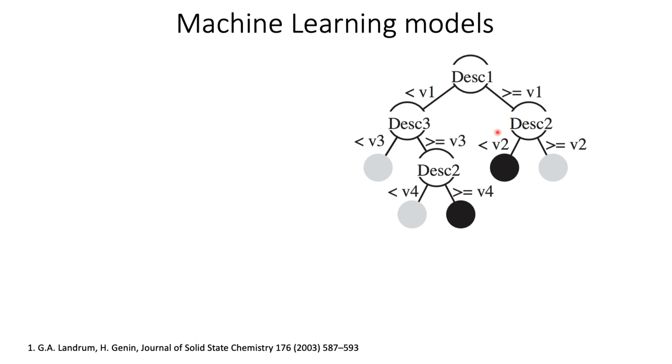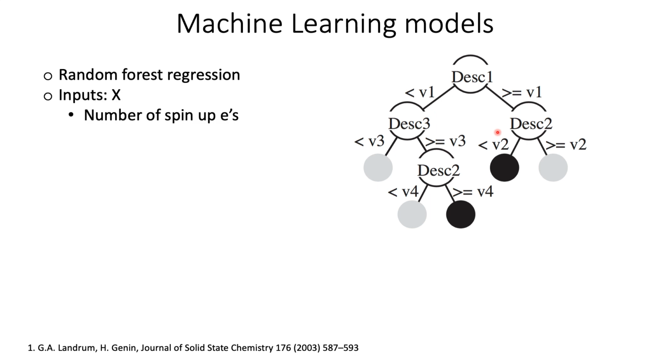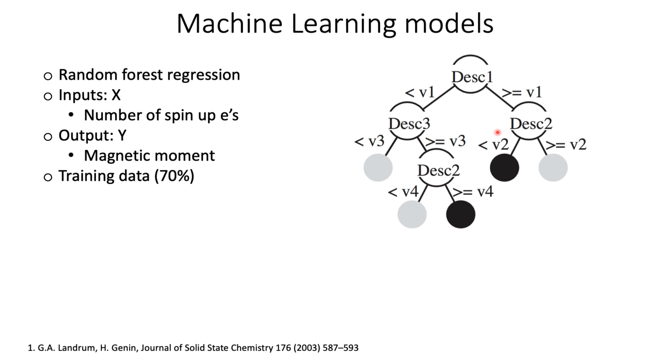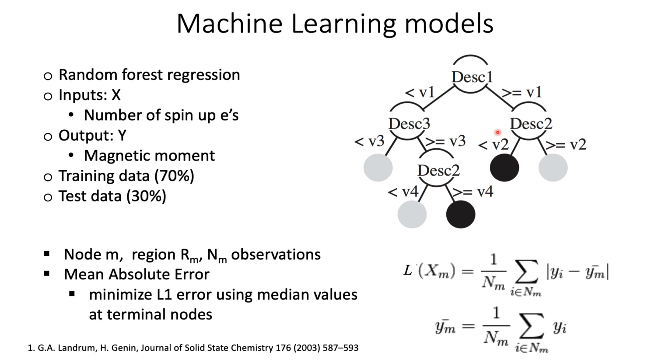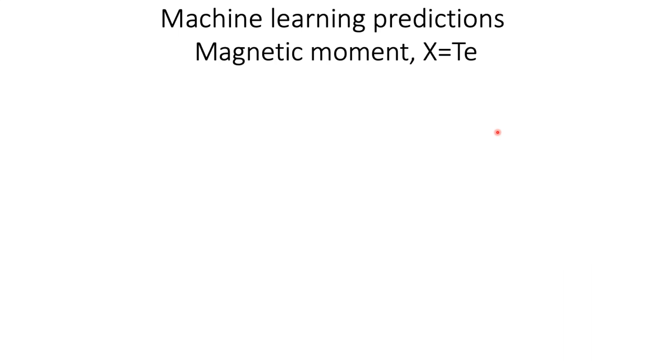Using those descriptors, we use a model based on decision trees, this random forest regression. And we take as the inputs things like number of unpaired electrons or spin-up electrons. We want to predict now the magnetic moment. We divide our data set into training and test, and tune the coefficients of our model to minimize our loss. And if we do that, we can create a model to make these predictions of magnetic moment.